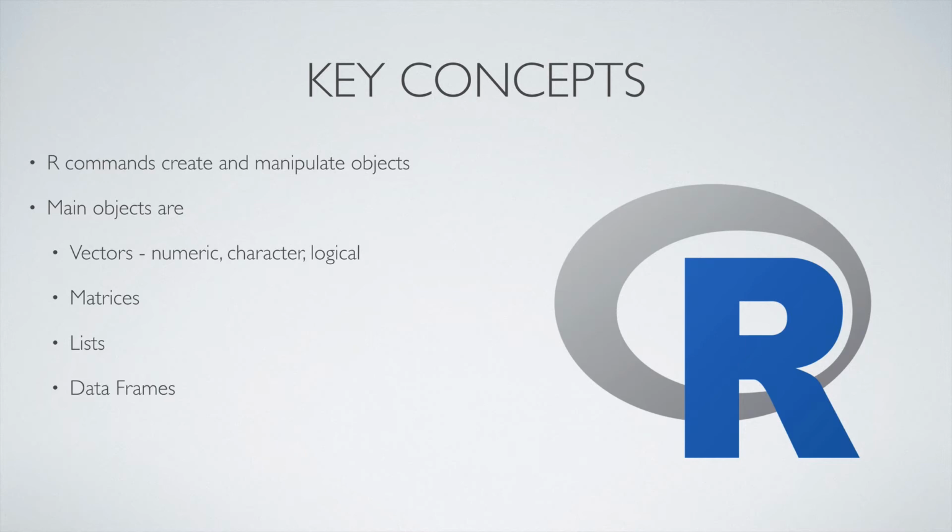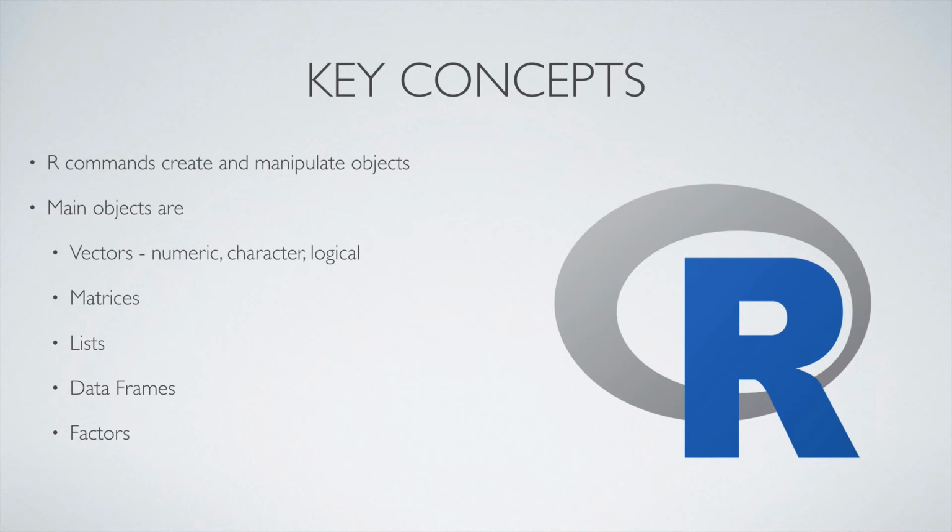Fourth object is data frames. Data frames are essentially like a spreadsheet. They contain columns of data, which can be of different type, and they're the main way in which data is inputted into R itself. You can import, for example, data from an Excel file, and it's imported into a data frame.